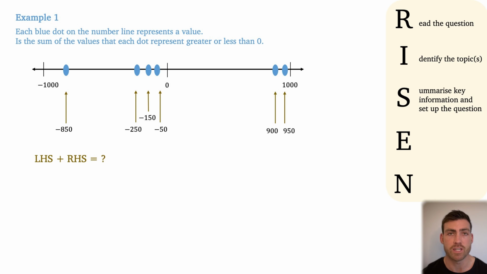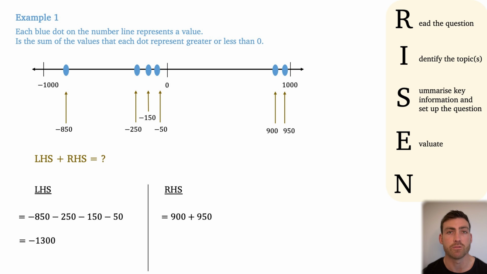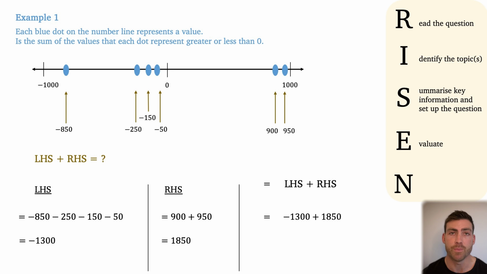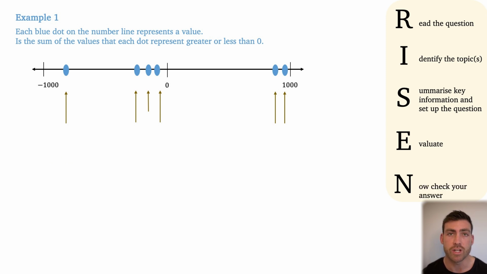Now that we have values for each of our dots, we can evaluate and calculate what each side equals. Calculating the left-hand side, this equals -1300. Calculating the right-hand side, this equals 1850. Now we add both results to see if the total of the dots answer is positive or negative. Adding -1300 plus 1850, this equals 550. Therefore, the total of the dots is greater than 0. To check our answer, we can redo the question with different approximations and see if we get the same answer.